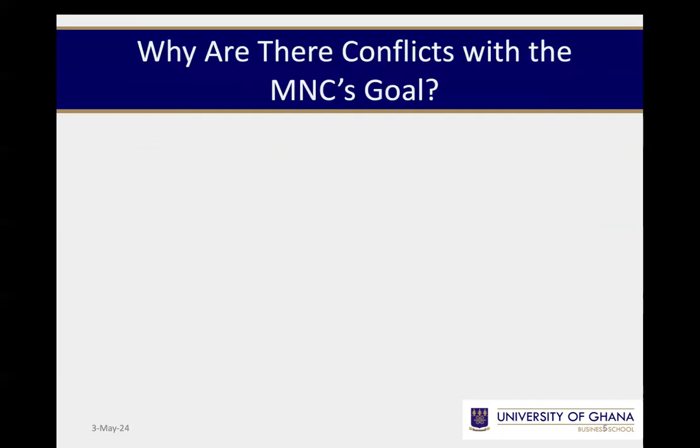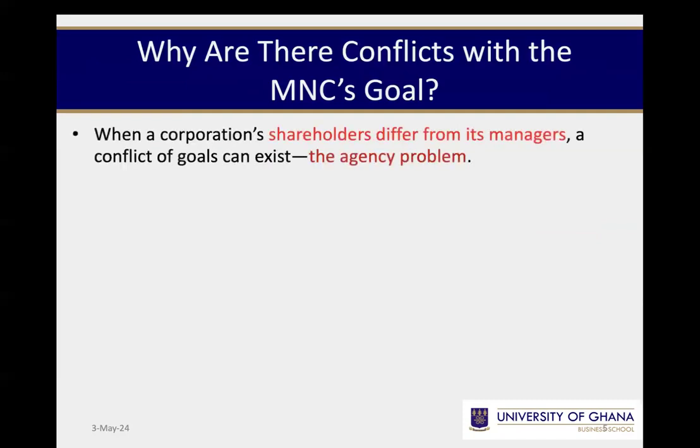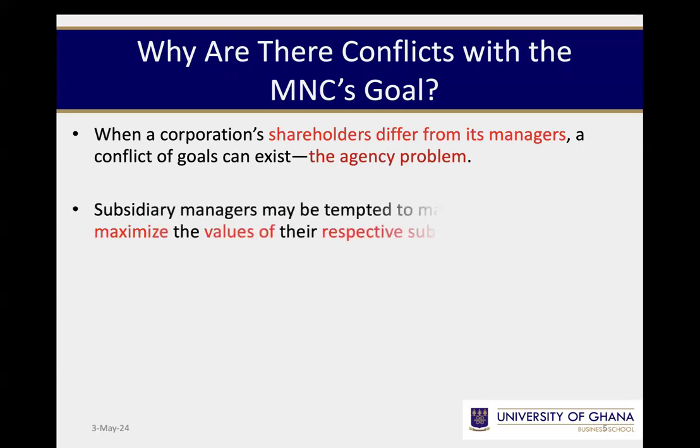Now, what conflicts can arise with a multinational's goal? Whenever a firm, be it a multinational or even a domestic firm, has managers who are the agents, a conflict of goals or interests can exist. This is what we call the agency problem. Like a domestic firm, multinational companies also face agency problems, but theirs are typically bigger, and we'll understand why.